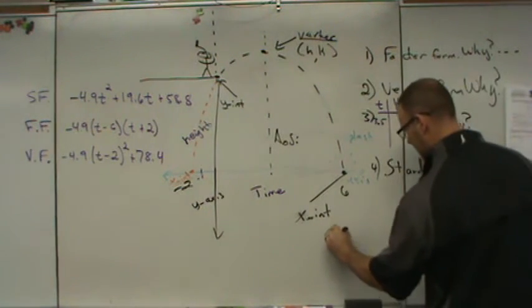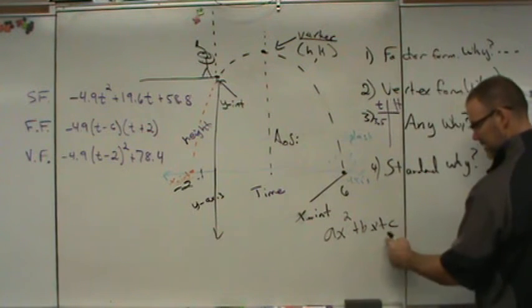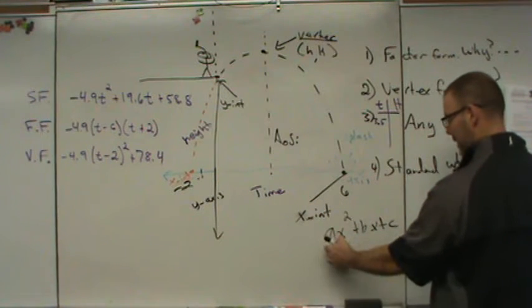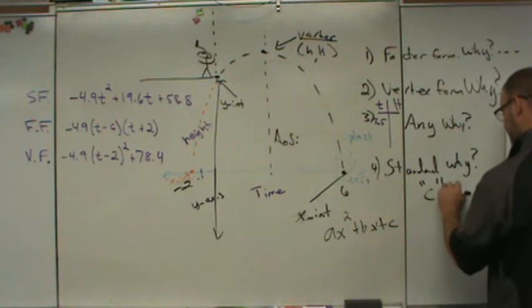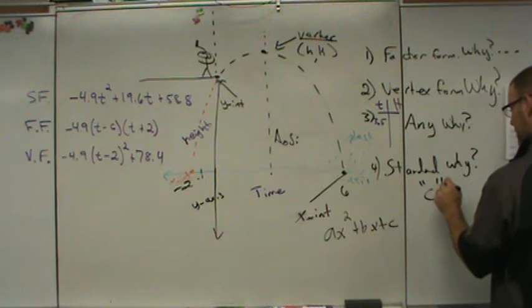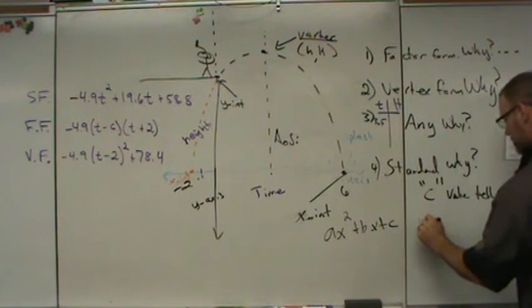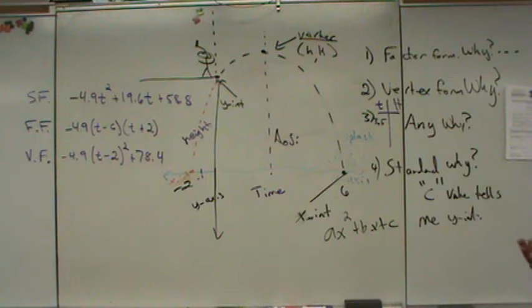What does ax squared plus bx plus c, what do these numbers represent? A, I've been telling you, represents up or down, stretch or shrink. B, nothing. C, y-intercept. Okay? The c value tells me the y-intercept. All right?